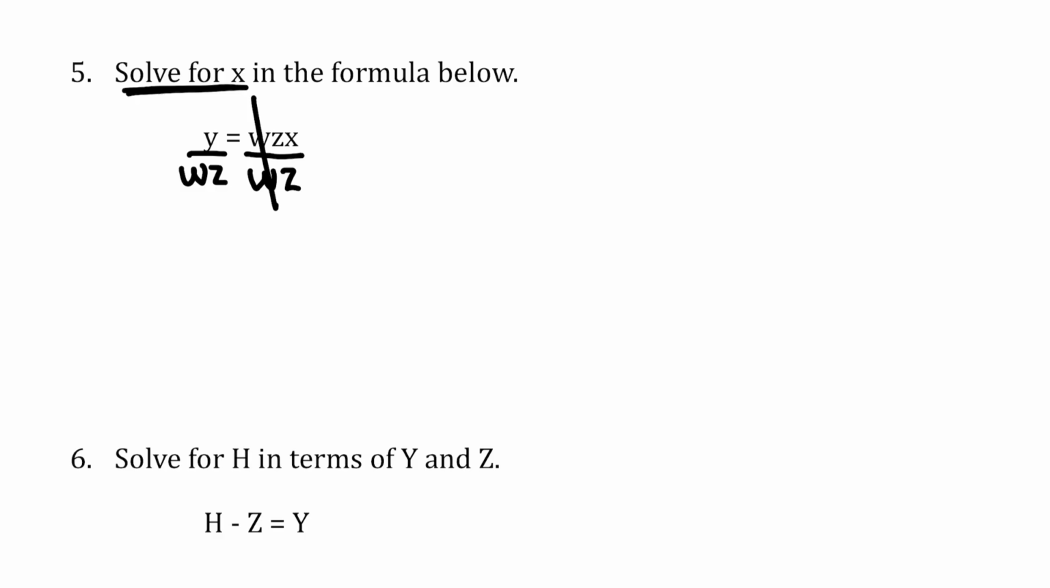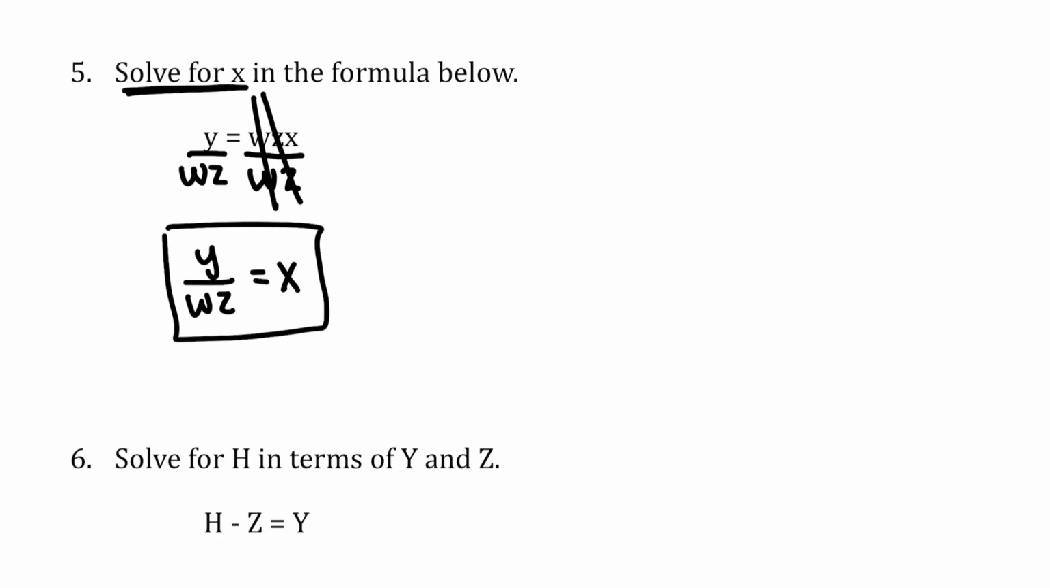Like if I said 5 divided by 5, that's a 1. Z divided by z, also a 1. But since these are all variables, nothing is really going to combine because y, w, and z are all different. So we're going to end up with y over wz is equal to x. And the question was asking us to solve for x, and it looks like we did. X is all by itself. So there we go.